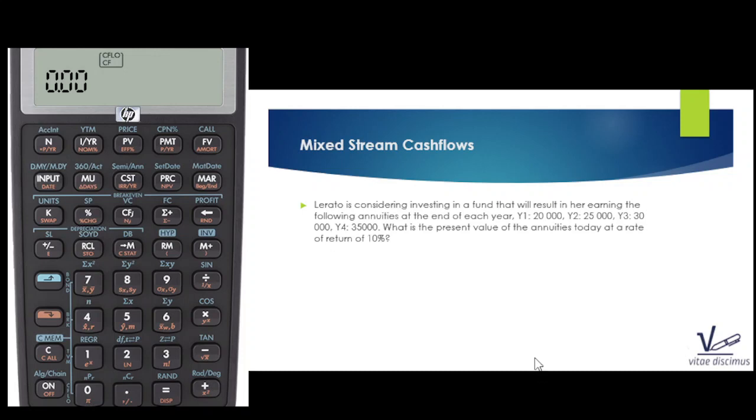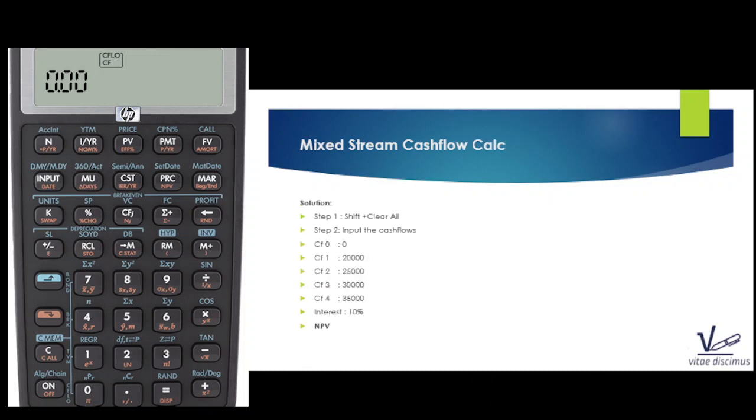So instead of calculating the present value of each investment individually, then summing up the answers that you get there, we are going to apply the cash flow function to it. Right, so our first step would definitely be to clear our memory because our calculator stores data from the previous calculations, so we don't want that to distort our calculations. Since Lerato is not going to receive an annuity today, only at the end of the year, our cash flow zero will be zero.